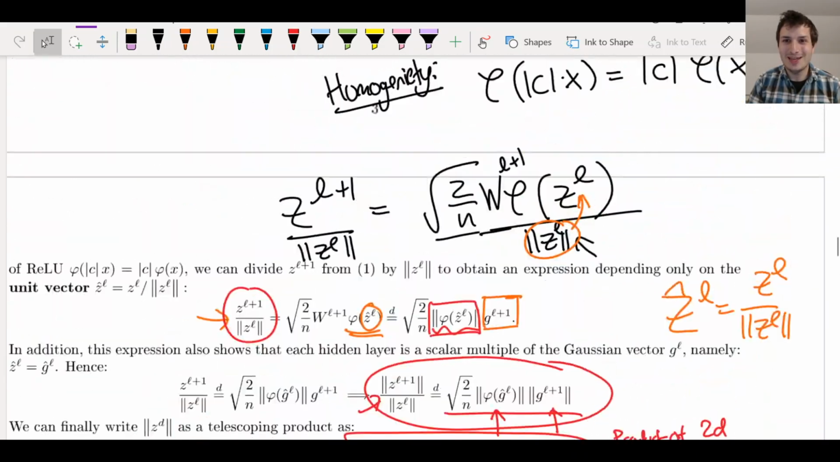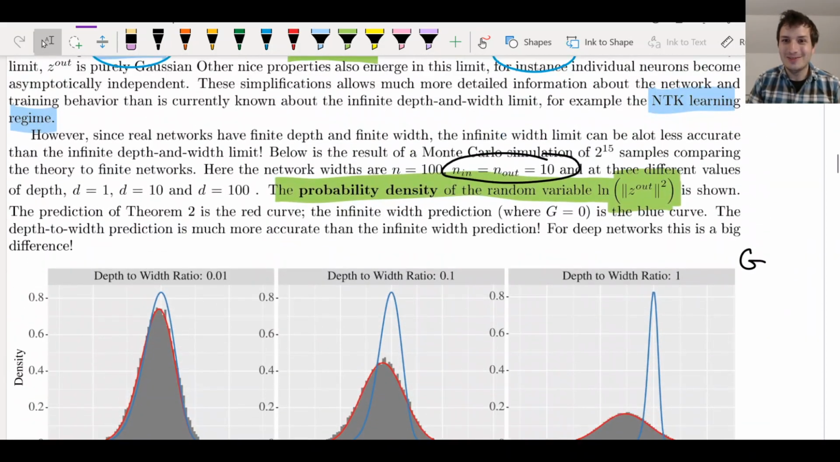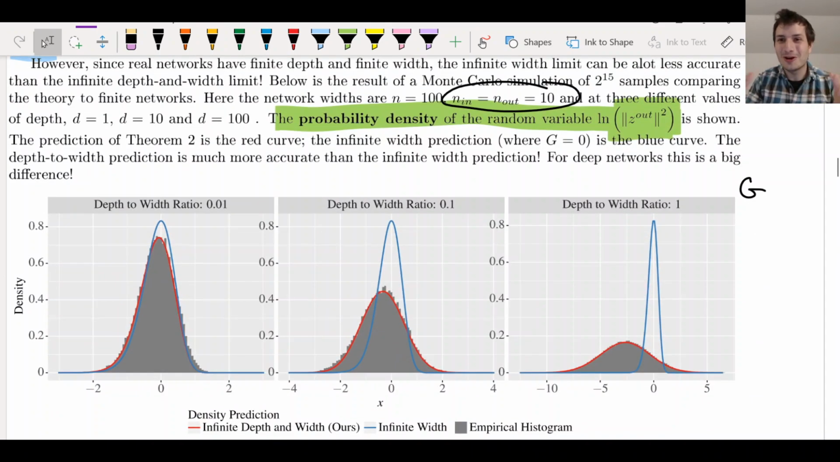Okay, so I hope you enjoyed that. I hope you got something out of it. And I hope you remember that the deeper you make your network, the more badly behaved it is in terms of log Gaussian behavior.